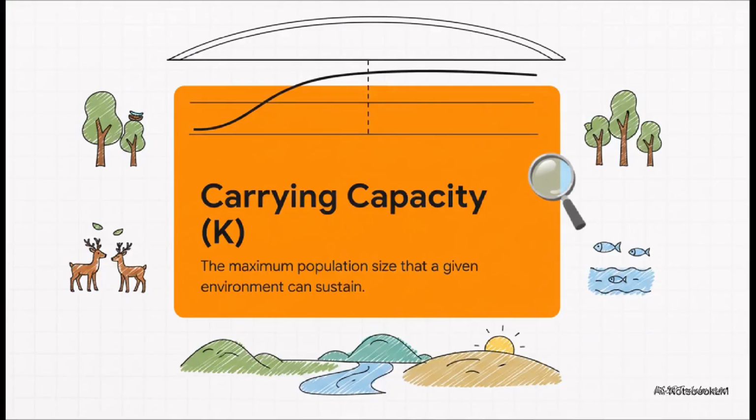And that brings us to maybe one of the most important ideas in all of ecology, carrying capacity. Scientists use the letter K for it. It's basically the maximum number of individuals that an environment can handle over the long haul. It's nature's built-in speed limit, and it applies to every single species, including us.